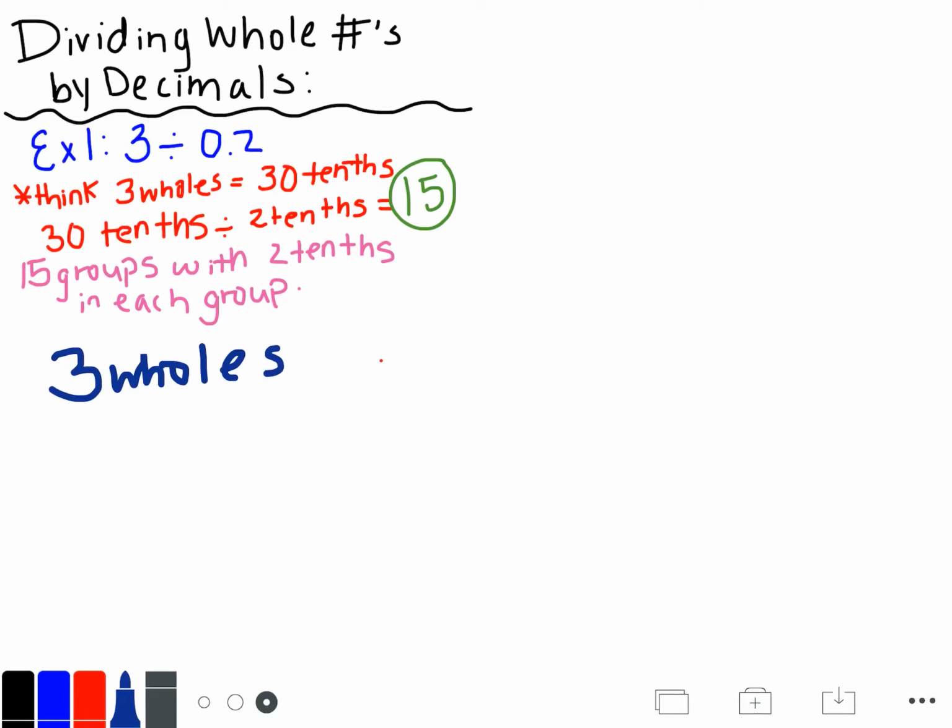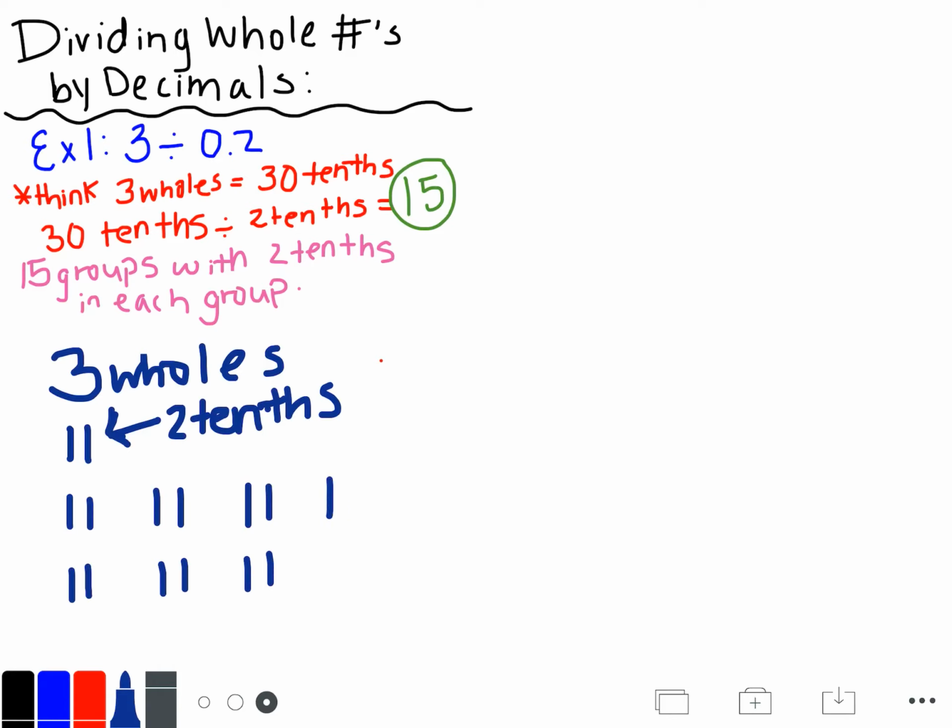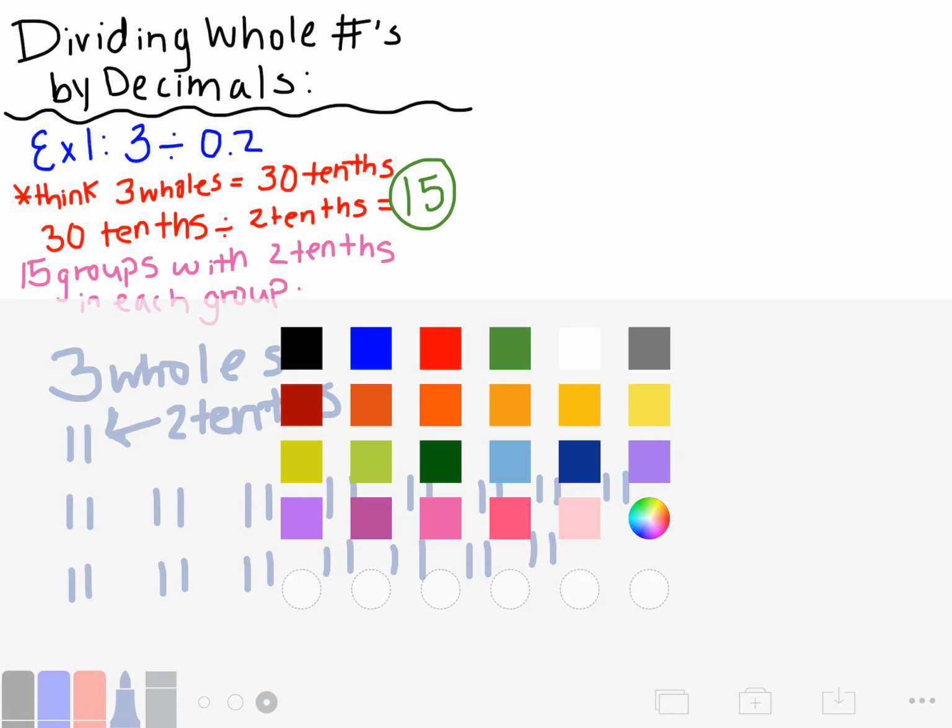Then I'm going to show you that the tenths are represented as rods. There's 2 tenths right there. Those 2 rods equal 2 tenths. 1 rod is 1 tenth. Now I'm going to make 2 tenths 15 times. So you're going to see me draw out 2 tenths 15 times. 1, 2, 3, 4, 5, 6 groups, 7, 8, 9, 10, 11, 12 groups, Mr. Brumley has to count again, 13 groups, 14 groups, 15 groups. 15 groups of 2 tenths.